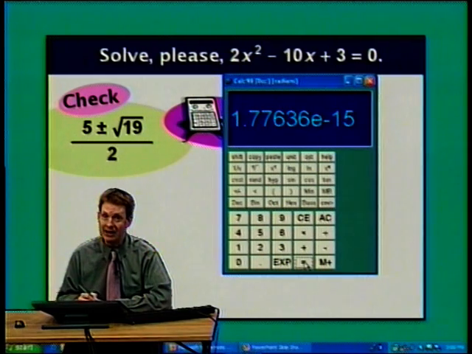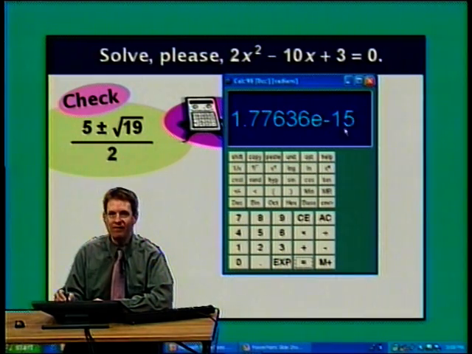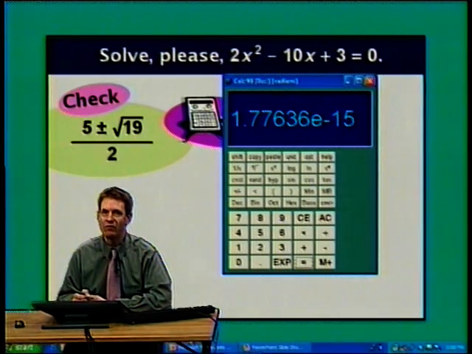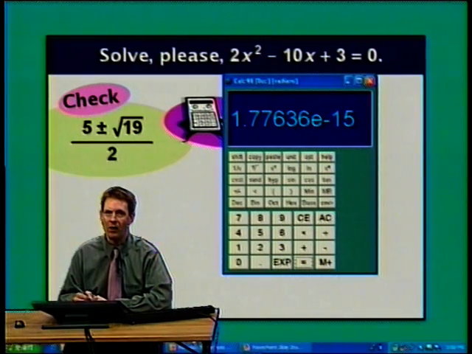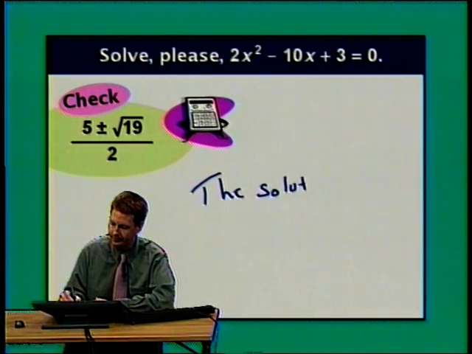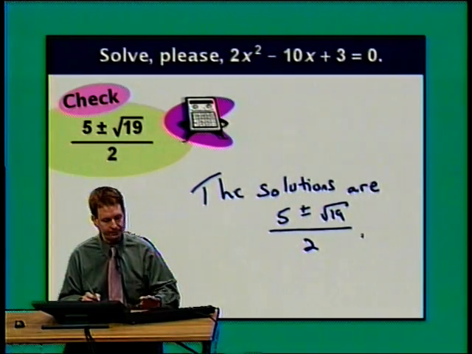Well, this time, I think I've got that overflow error. I need to check what's the exponent on 10 that's being implied. E negative 15, 10 to the negative 15th power. That's a decimal point followed by 14 zeros and a 1. This is just calculator overflow error. The result truly is 0. Both my answers checked, so I can go ahead and state my conclusion. The solutions are 5 plus or minus the square root of 19, all divided by 2.